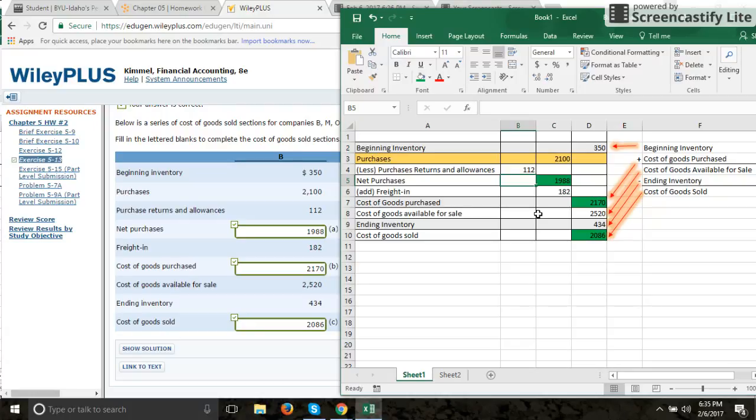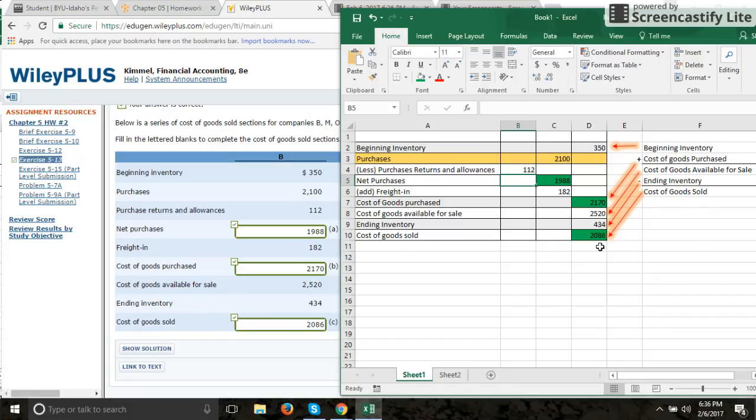Then at the end of 2017, we're going to have a big old count again, another 3 days of partying, and actually not partying, just counting our brains out. You get a grand total of what's left on the shelves, and that is the ending inventory, so 434. So then to calculate the cost of goods sold, you simply take the cost of goods available for sale minus the ending inventory and get the cost of goods sold, which in this case was $2,086.